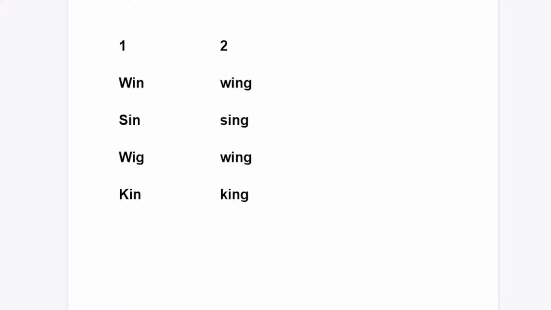Kin. Kin. 1 or 2? The answer is 1. Next one. Wig. Wig. 1 or 2? The answer is 1. Next one.